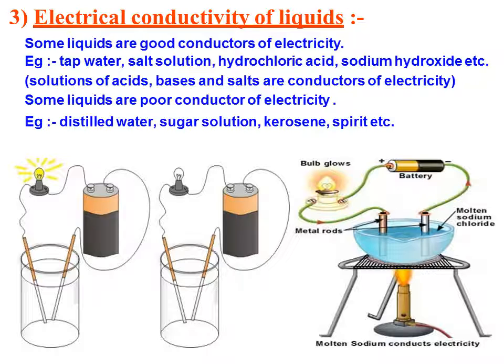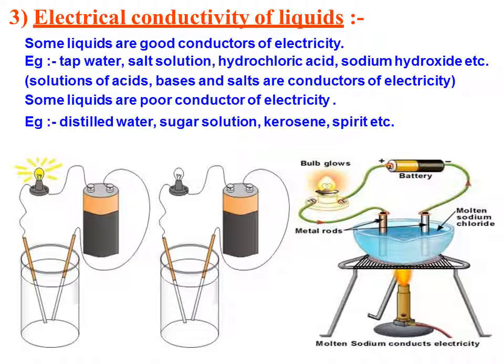So here we can see the figure. On our left hand side, if the solution is of tap water, salt solution or hydrochloric acid solution, then the electricity will flow through the cell and the bulb will glow. Whereas if we put distilled water instead of salt water or sugar solution, then the bulb will not glow, if we put a cell connecting the wire.